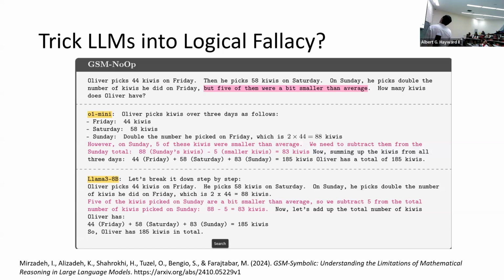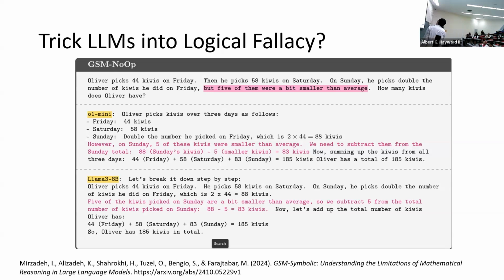They give GPT this question. Oliver picks 44 kiwis on Friday, and he picks 58 kiwis on Saturday. On Sunday, he picks double the number of kiwis he did on Friday. But 5 of them were a bit smaller than the average. How many kiwis does Oliver have? Well, 5 of them were a bit smaller than average is completely irrelevant, right? Not for large language models.